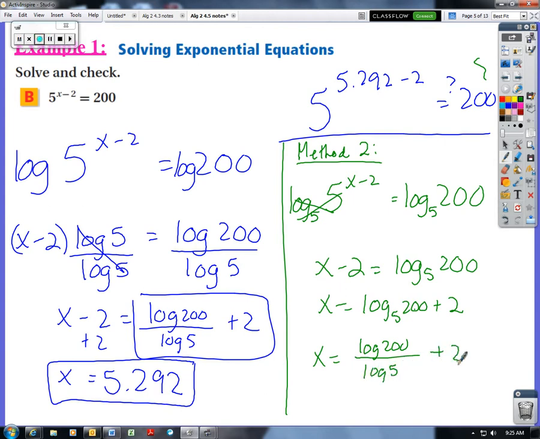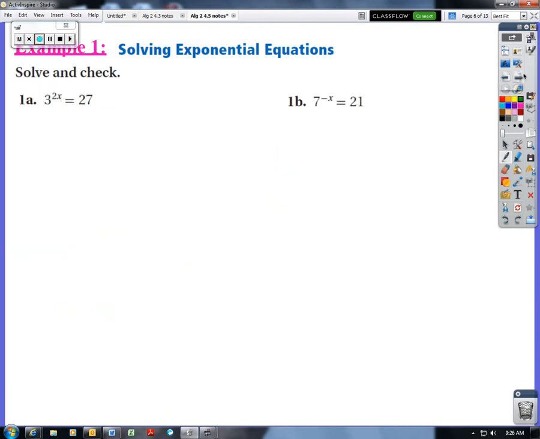And guess what? That's exactly what we got with the other technique as well. So obviously it's going to be the same answer. It's just a slightly different approach at the beginning. So instead of taking log of both sides, you could have taken log base 5 of both sides and got the same answer. Okay, these try on your own, and then I'll be doing them.